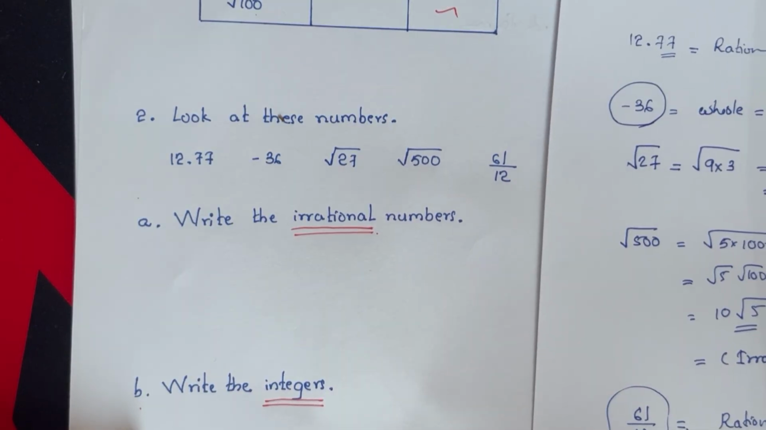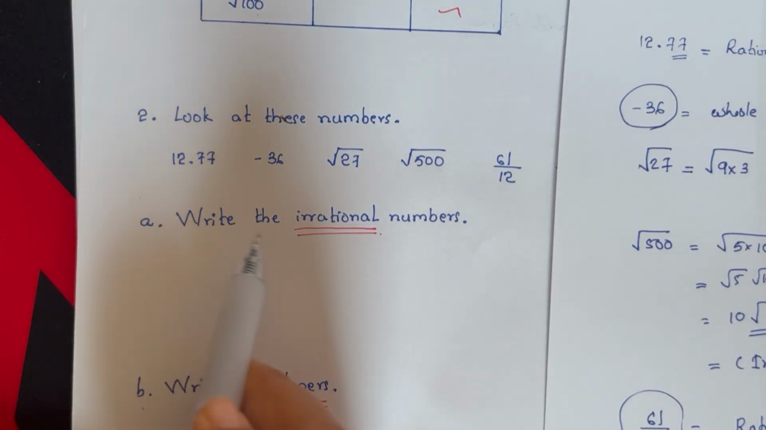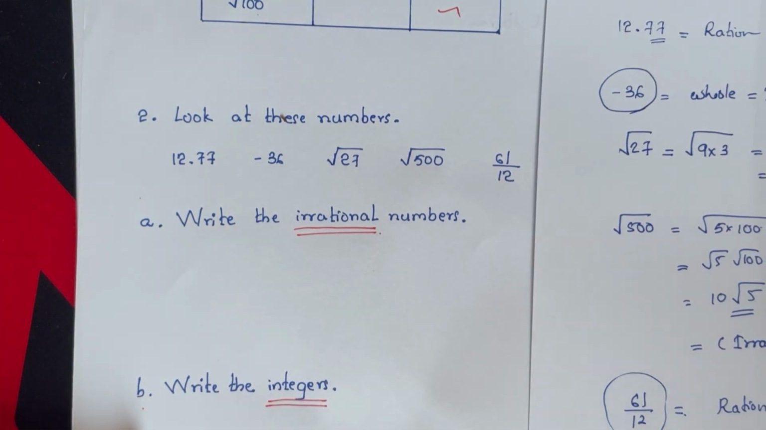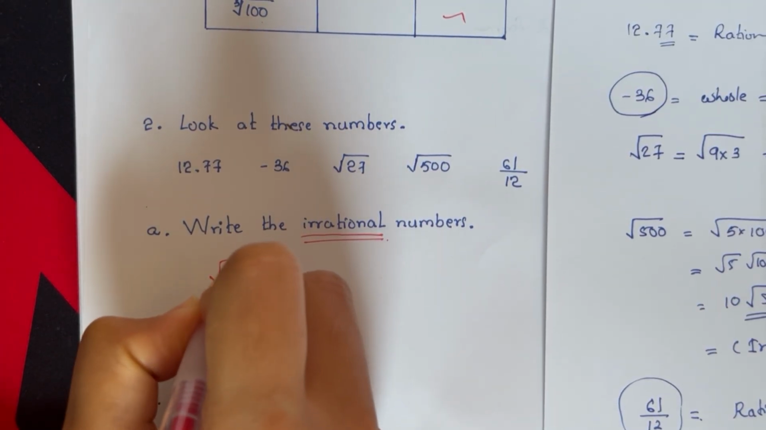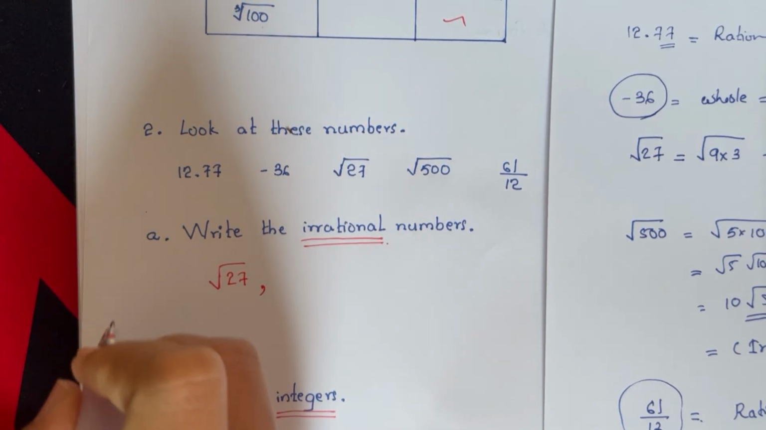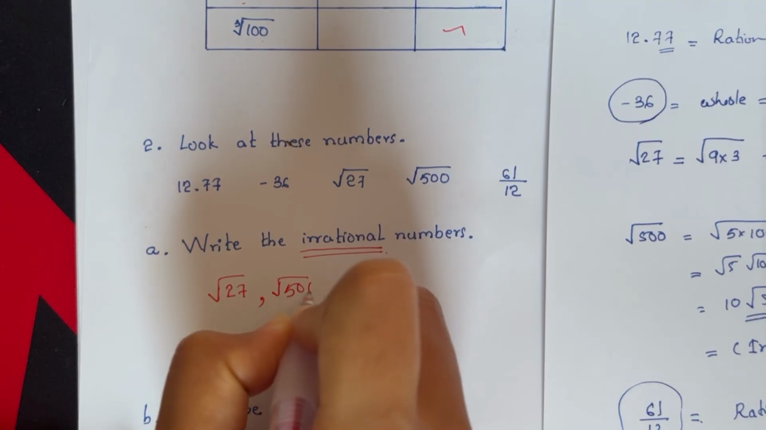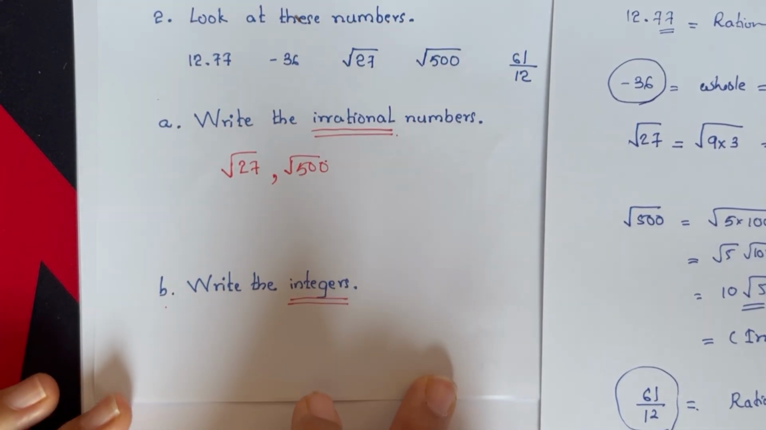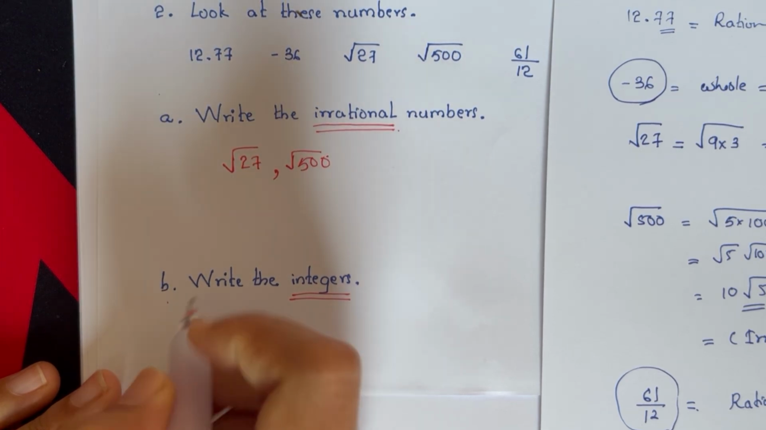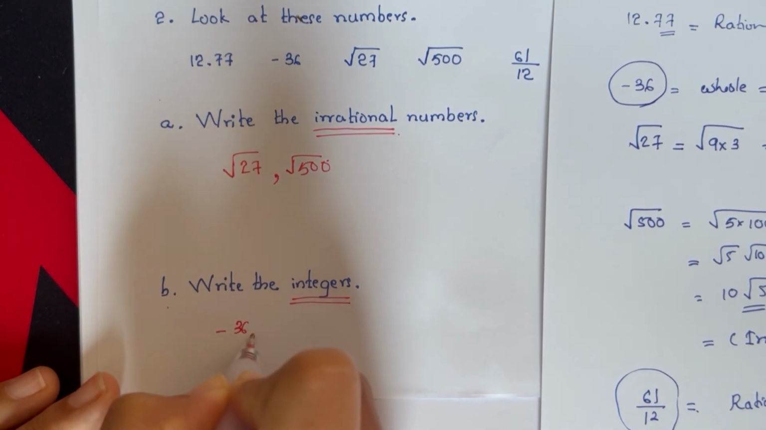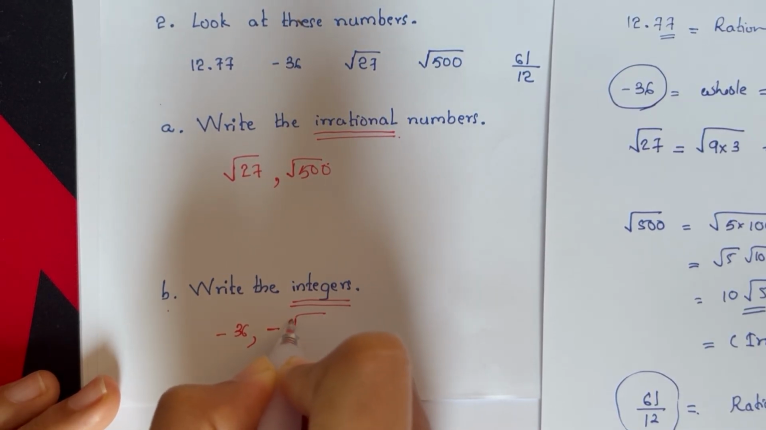So we will write our answers here. A, write the irrational numbers. So the irrational numbers are root 27 and root 500. B, write the integers. So the integers are minus 36 and minus cube root of 8.